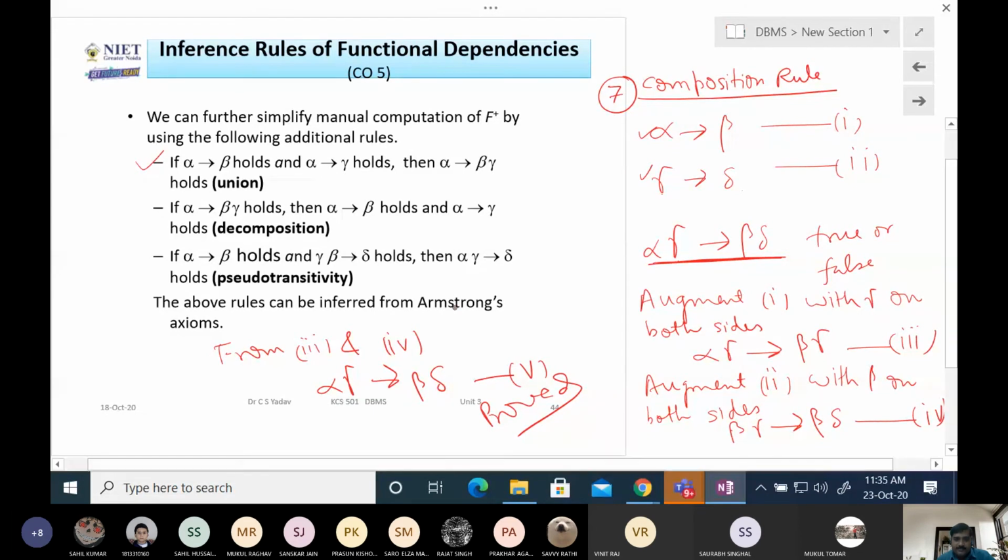Any question related to any topic of unit 3 which has been covered till now? If you have no question, then I am going to conclude today's lecture.